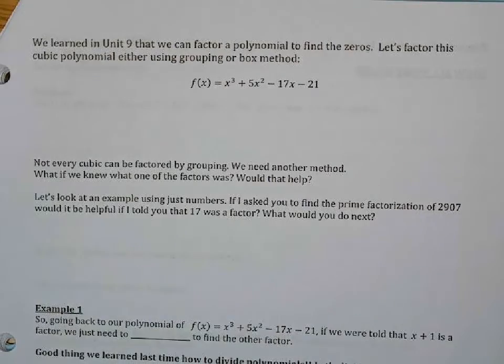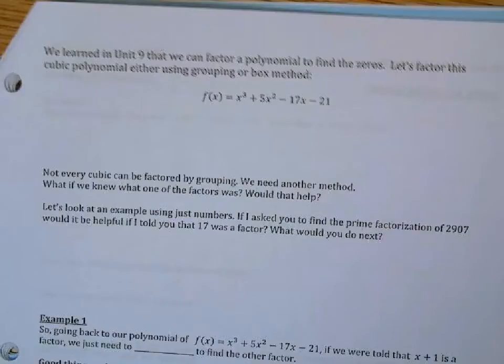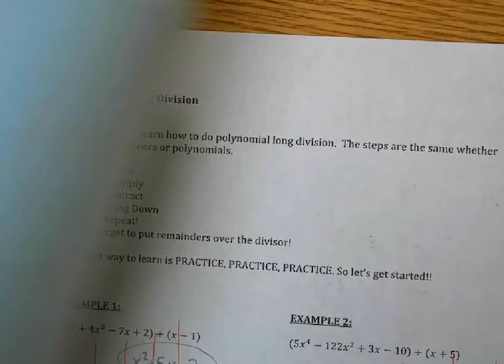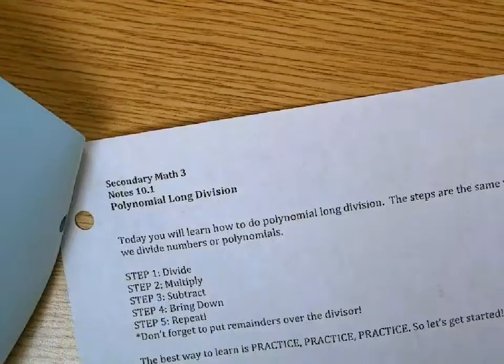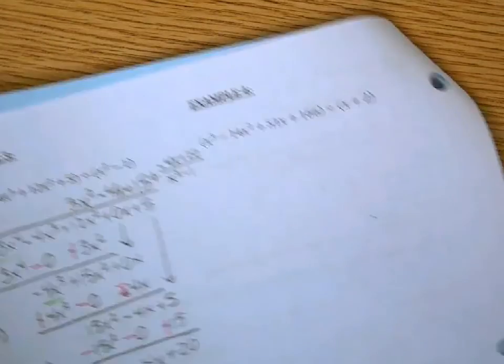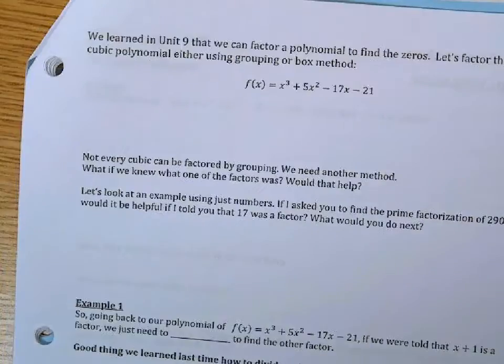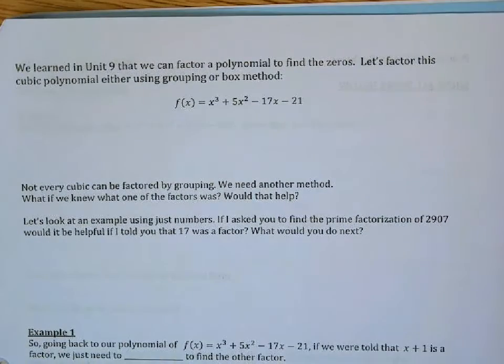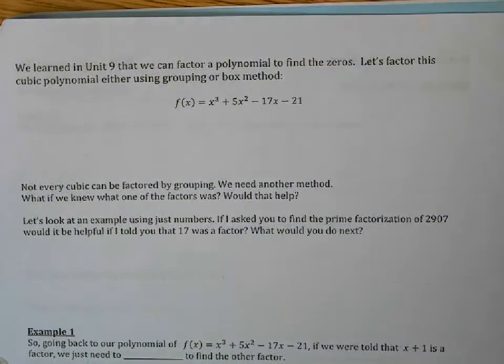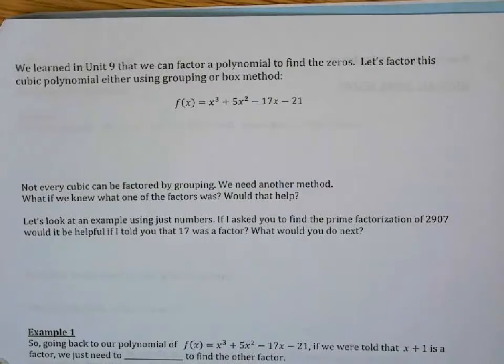Okay, so we are going to start. This is the last page of 10.1 notes. So the notes that we covered last time, this page and this page, and then go to this third page, and here we are. It says here, we learned in Unit 9 that we can factor a polynomial to find the zeros. Okay, do you guys remember Unit 9?